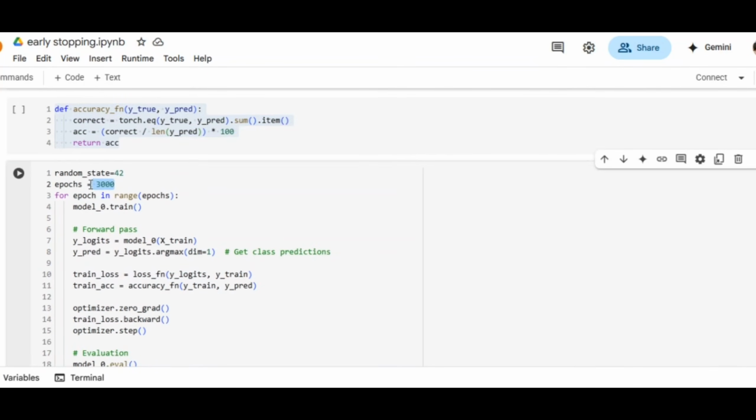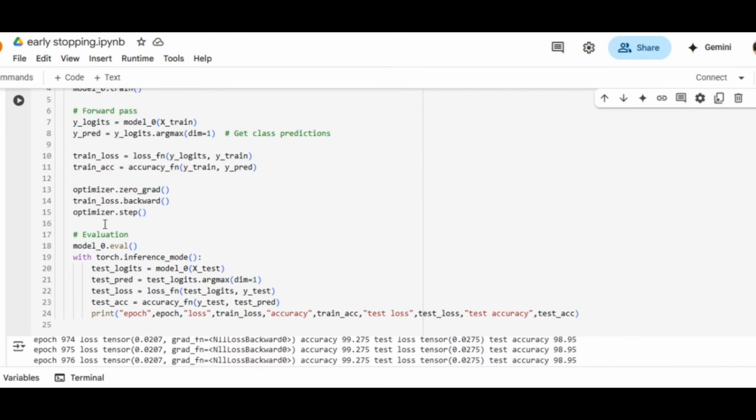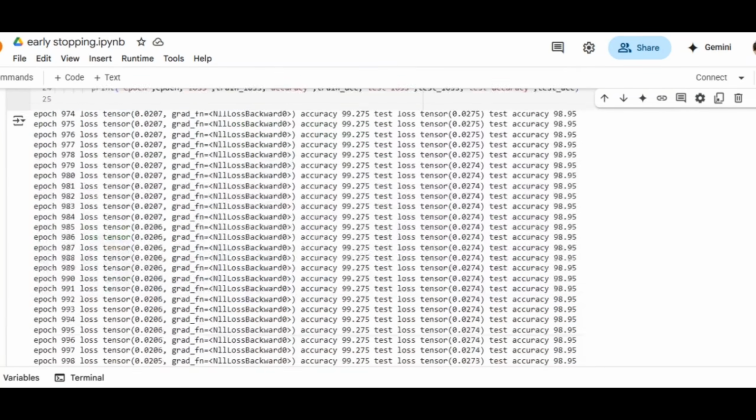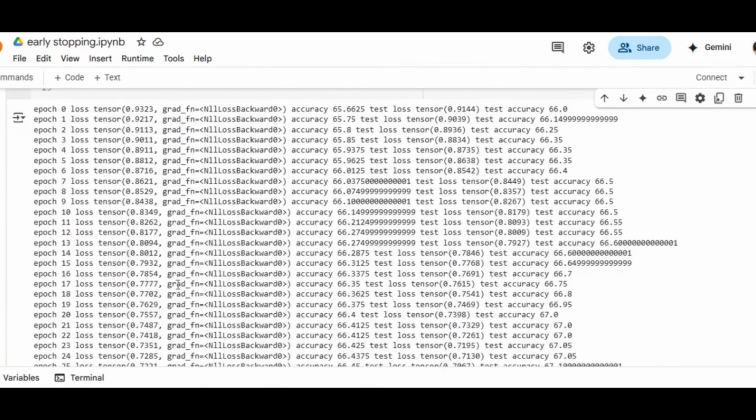Why did I choose such a large epoch value? Because I am using a larger dataset, and corresponding to that larger dataset I have built a smaller model, so I need more training time. For that I have set 3000 epochs. This is my training loop and this is my testing loop. At the very first epoch, my training accuracy is around 69.6625 and test accuracy is around 66.0.